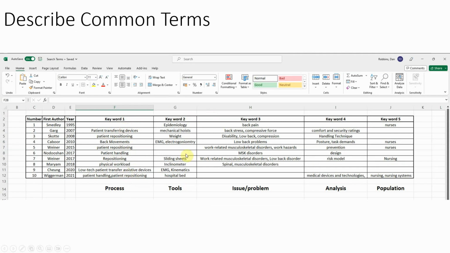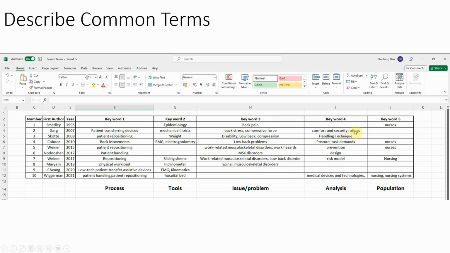The next group seems to be about tools, whether that's an analytical tool or a physical tool. Then most of these were about a tool. I could possibly then say, looking at these categories, the low-tech patient transfer assistive devices possibly could have been better suited to this group, but I'm not going to worry too much about that. The next column here, we're having words like pain, stress, disability, problems, hazards. It seems to me all of these are addressing either an issue or a problem.